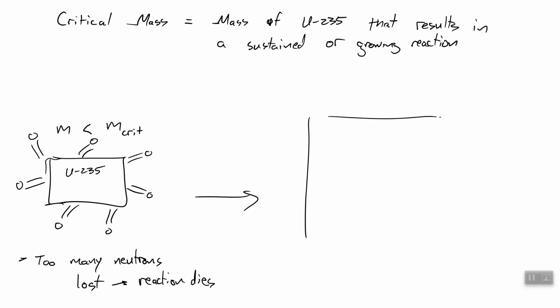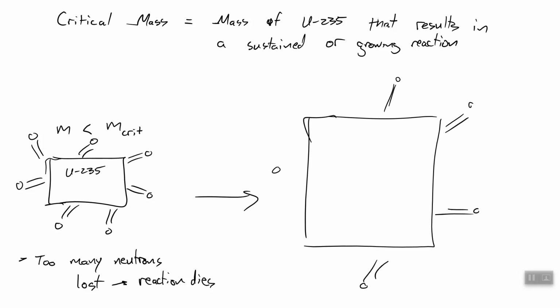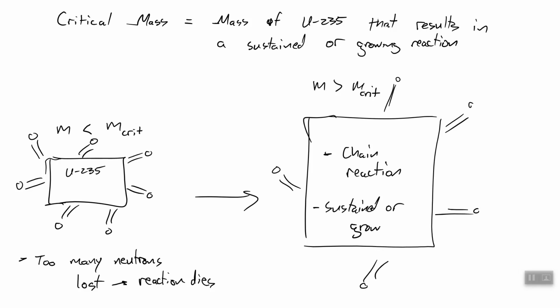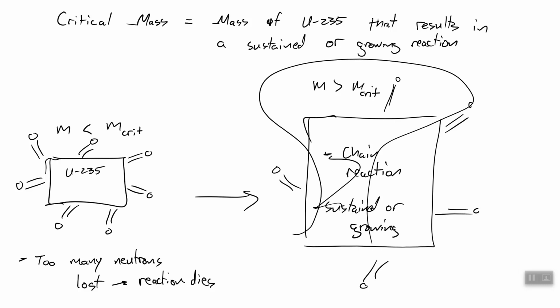But let's say we have a larger mass, right? So now our surface area to volume ratio is smaller. This means that although we will still be losing neutrons, we're not going to lose nearly as many. So if we are above some mass, the critical mass, then we get a chain reaction that is sustained or growing. If it's pure, then it's going to grow, and it's going to grow extremely fast, and you've just generated an atomic bomb.